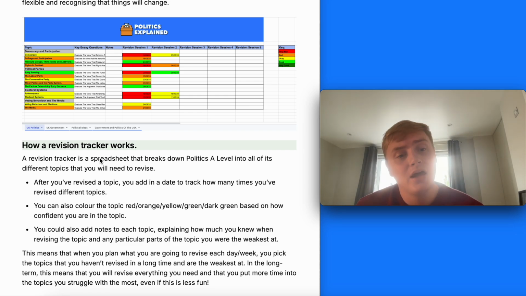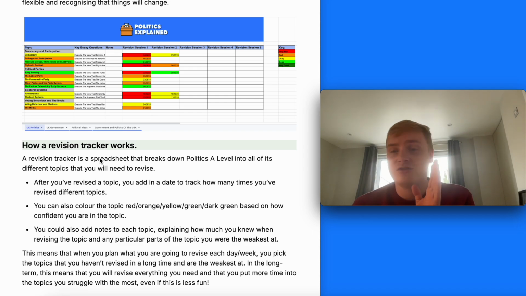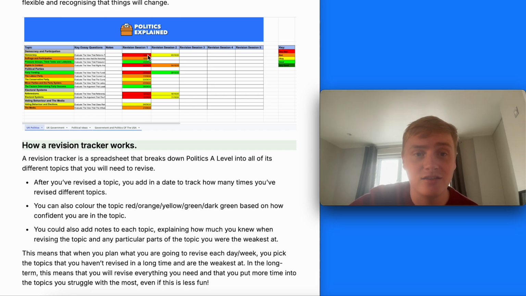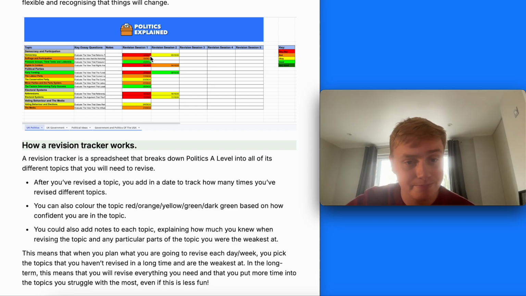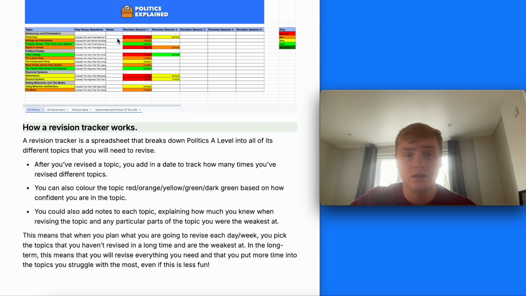So after you revise the topic, say you start, it's going to be completely blank. And once you've revised the topic, as you see here, I've put in an example. You write in the date that you revised it. And you can also add a colour, so red, orange, yellow, green, dark green, based on how confident you are in that topic. There's also a column here to add notes as well.